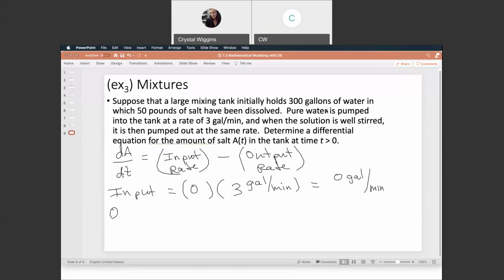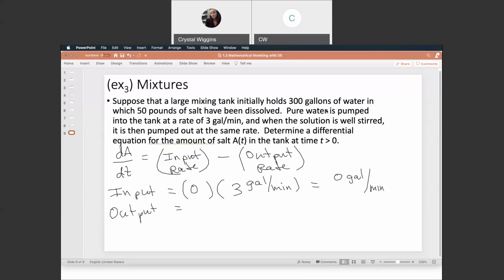Rate out. Well, when we are out, the initial value is 50 pounds in 300 gallons of water, so it'd be 50 over 300. But remember, there's water being poured in at the same time that we are taking this solution out of the tank, which means that it's not going to be constant at 50 pounds of salt per 300 gallons. It's going to dilute as the pure water is being poured into the tank.